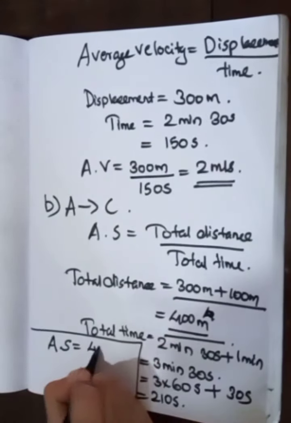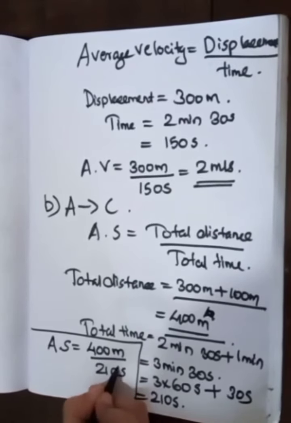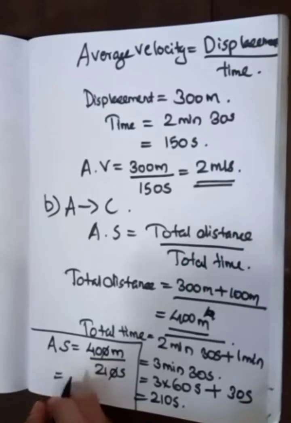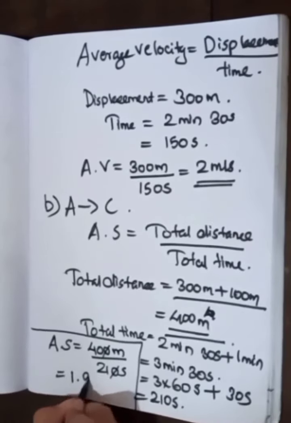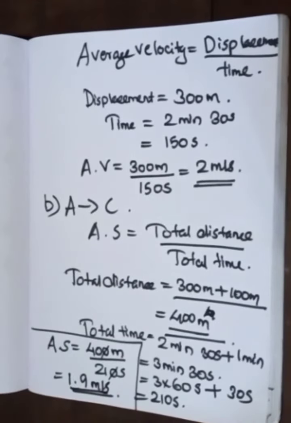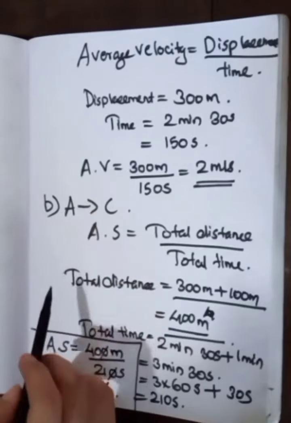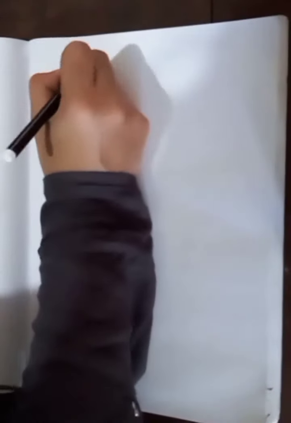Total distance 400 meter by 210 seconds. That is 40 by 21, which is approximately 1.9 meter per second. So here the average speed is 1.9 meter per second. We have to calculate the average velocity also. From A to C, what is the average velocity?